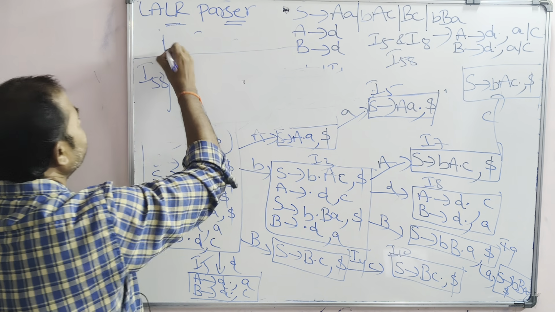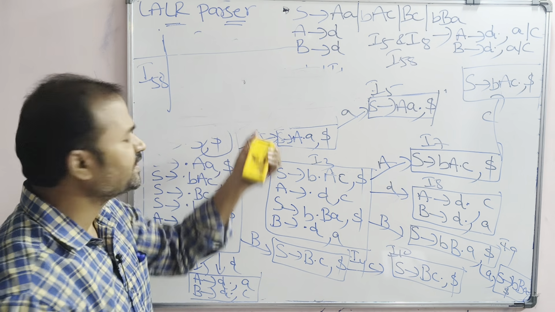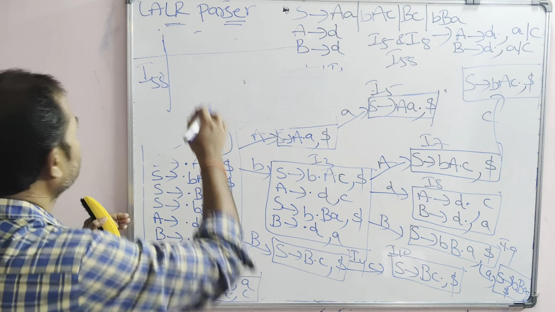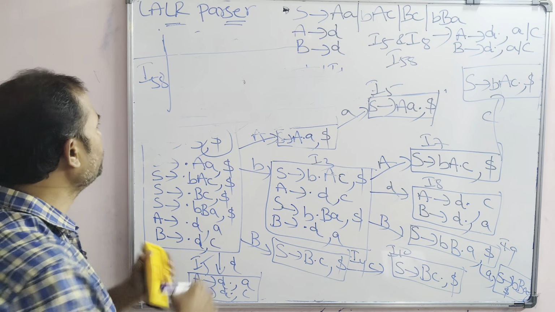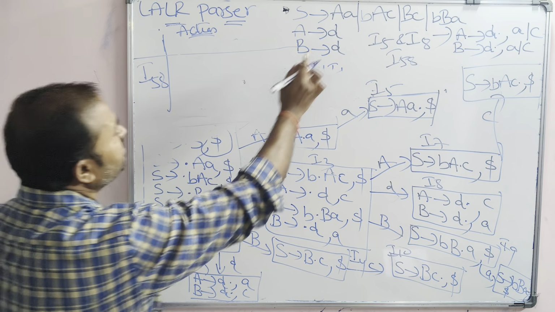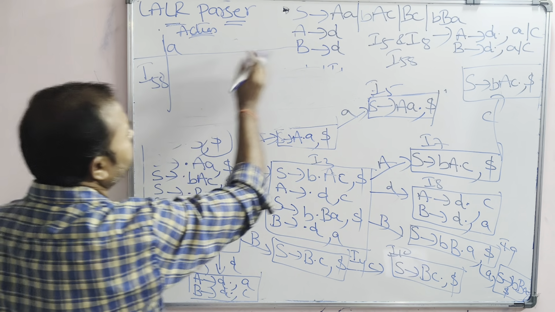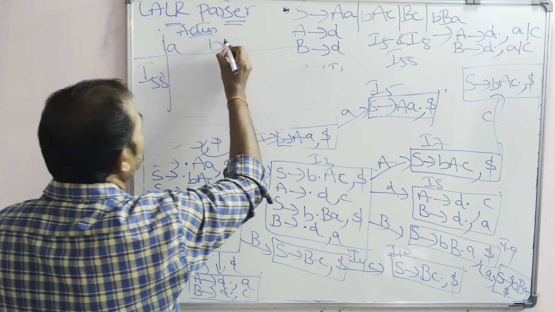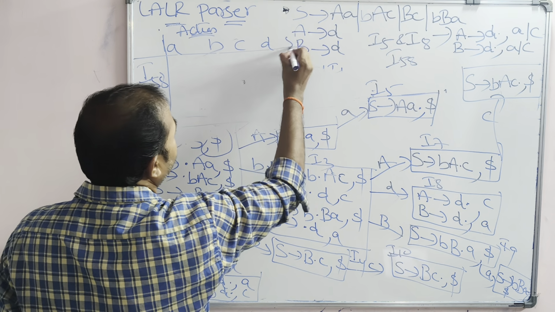We know how to construct the parsing table. Here the parsing table is similar to the CLR or SLR parsing table only. Here we will have the action part. The action part will contain terminal symbols. Here the terminal symbols are small a, small b, small c, small d and dollar.